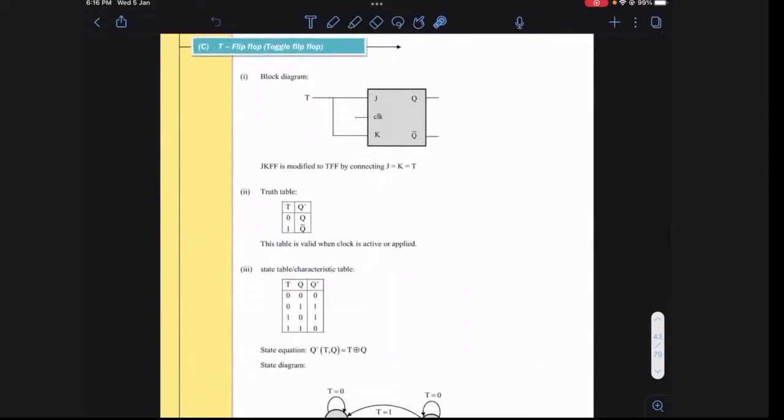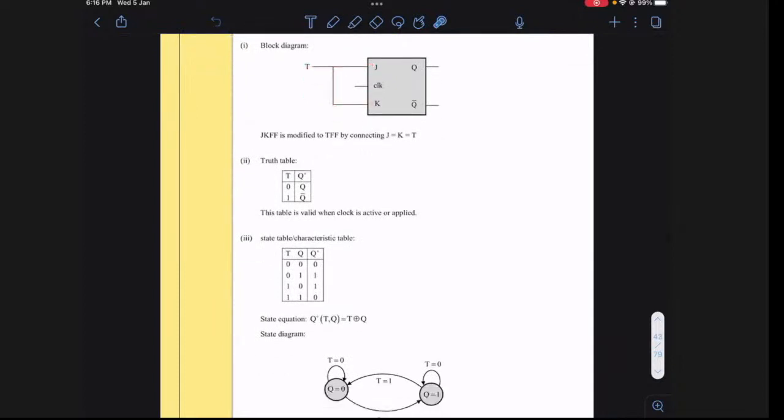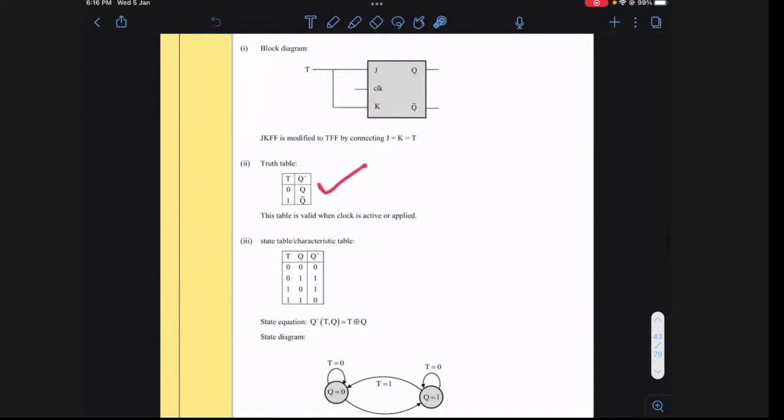In the T flip-flop, what we do is we tie this J and K terminal together and we say this is the T flip-flop. So if the T input is 0, Q plus equals Q. If the T input is 1, Q plus equals Q bar.